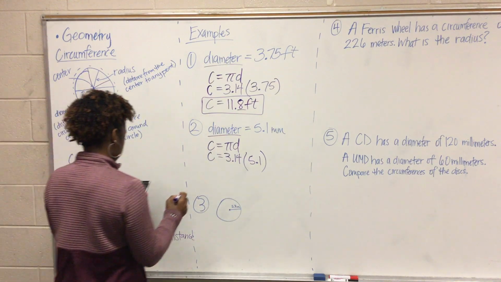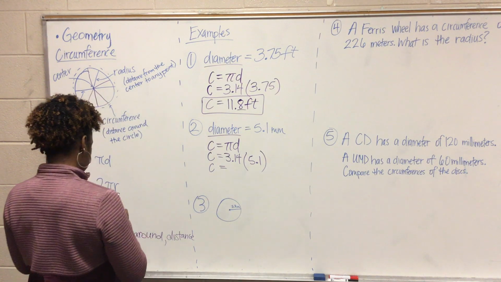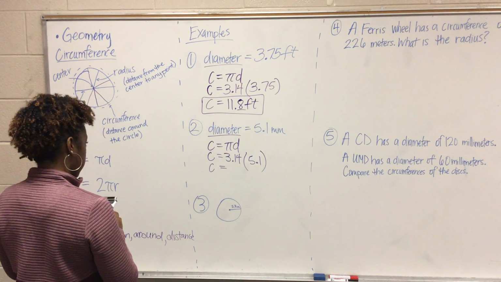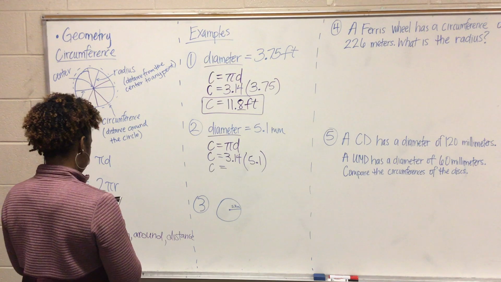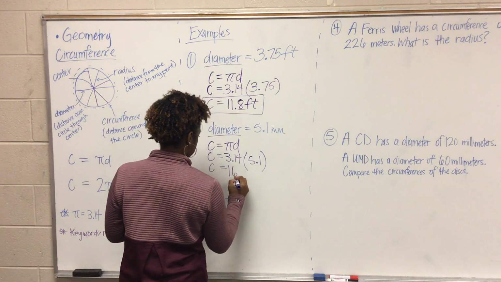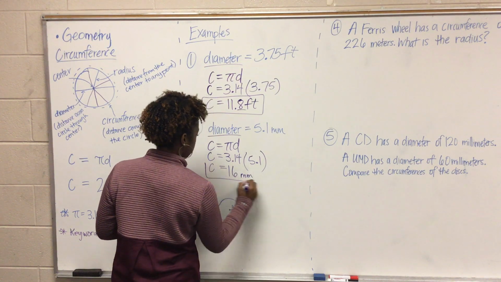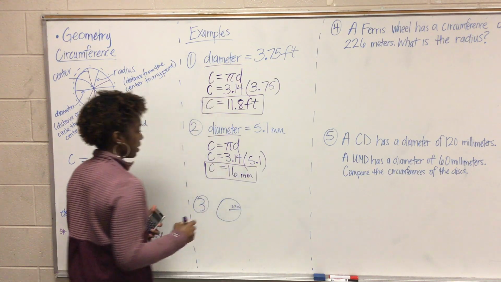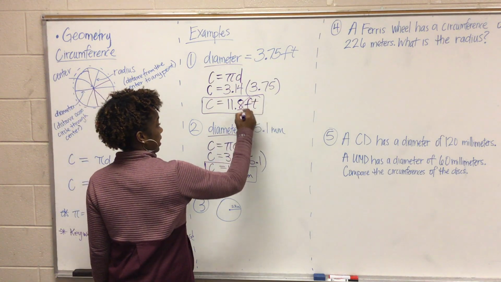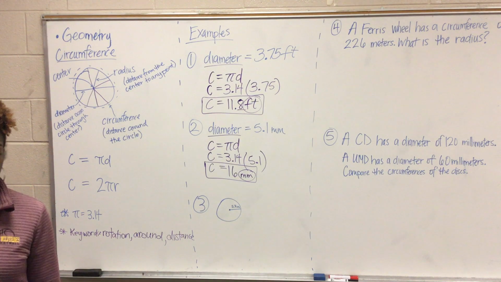So C equals 3.14 times 5.1, which will give you 16 milliliters, because we're rounding to the nearest tenth. If you notice, I have the unit of measure attached to it. That is very important.